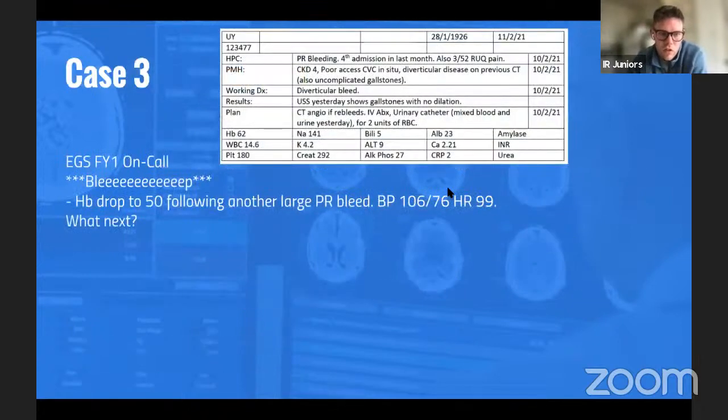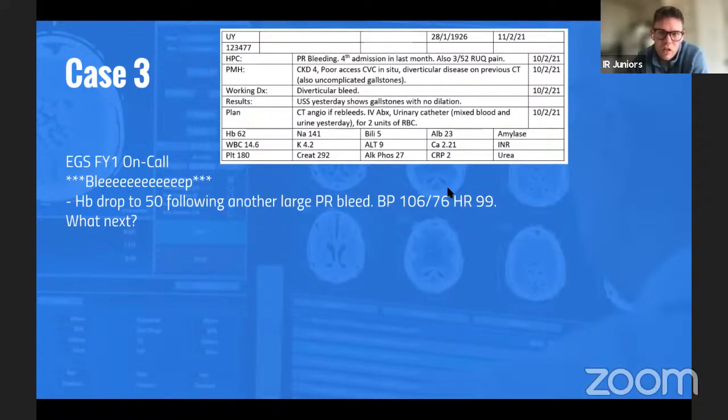So this is another case that I'll have a chat about. Again, bleep goes off while you're on call, emergency surgery, F1 ward cover. Got a lady who's had a hemoglobin drop to 50 after another PR bleed. Again, observations generally quite stable, but what to do next? So again, I had to refer to the handover. As long as they're updated and kept up to date, they're very useful pieces of information.